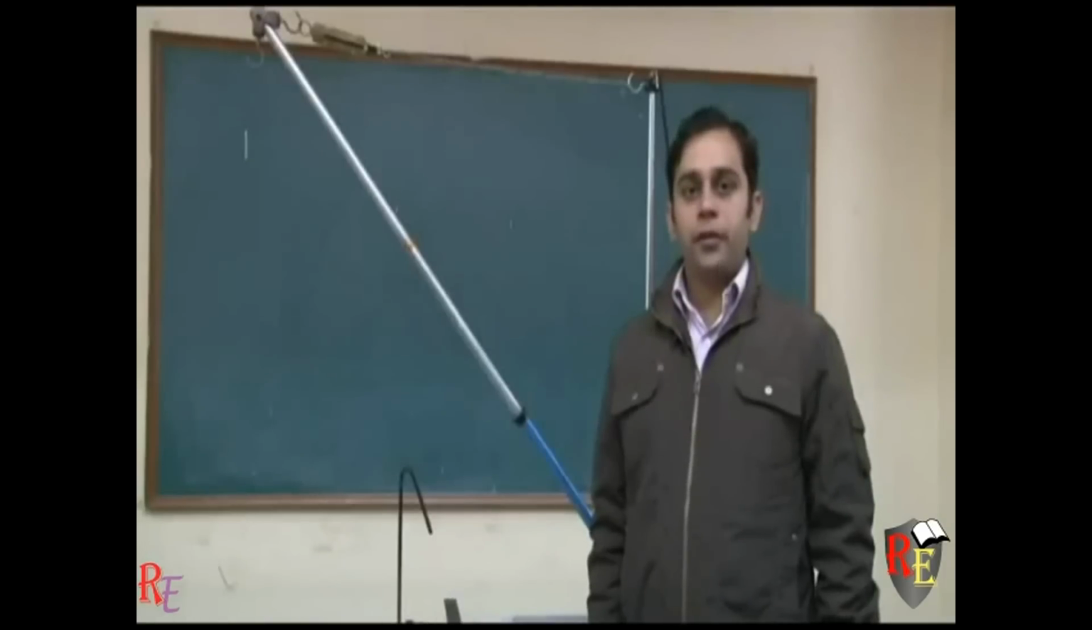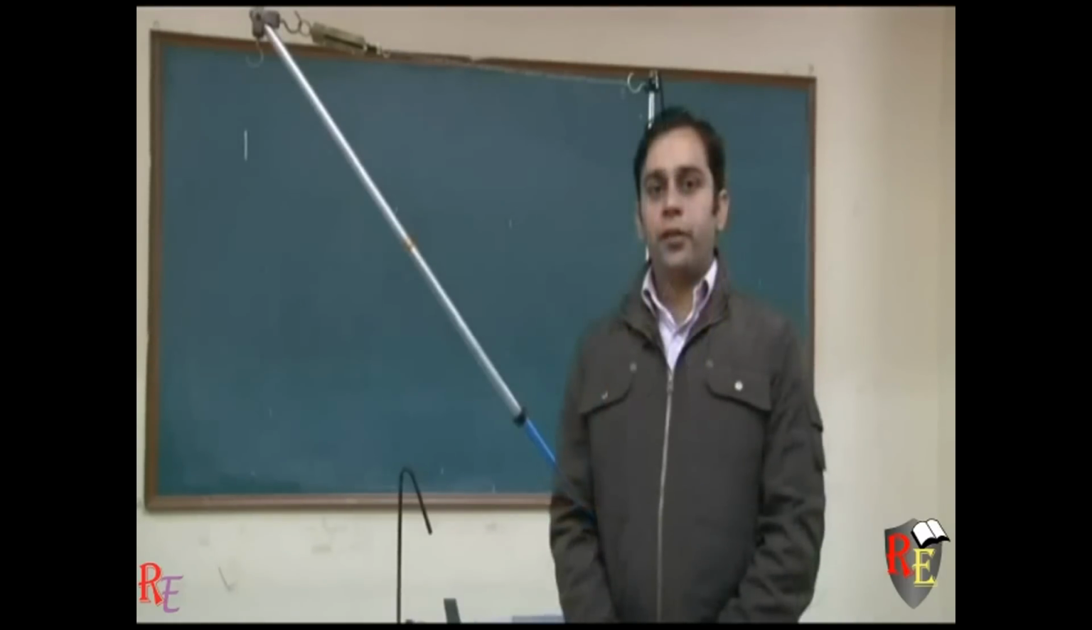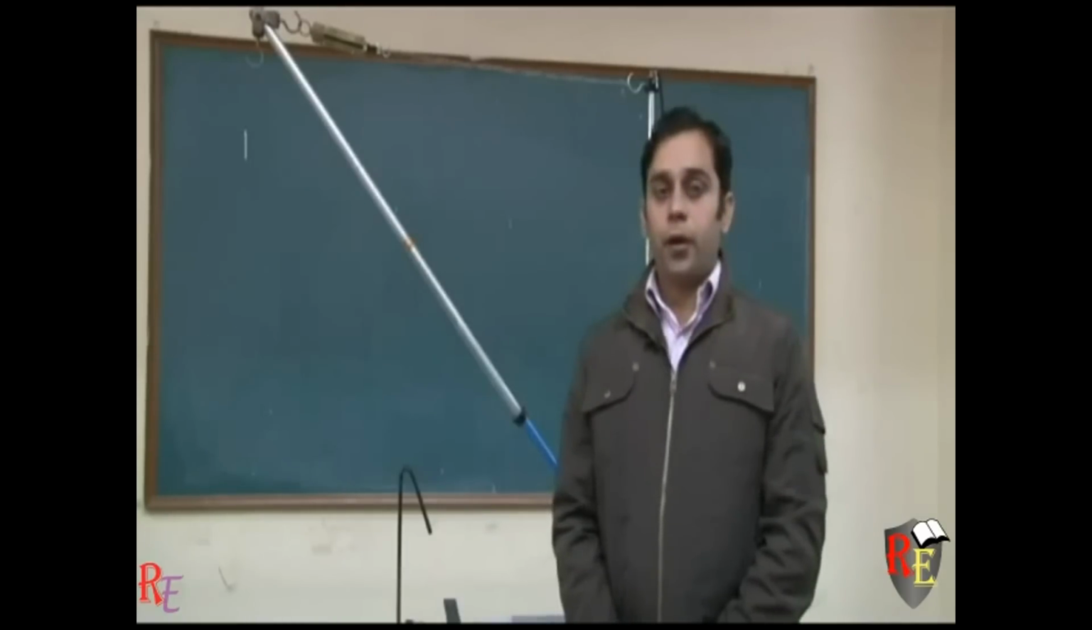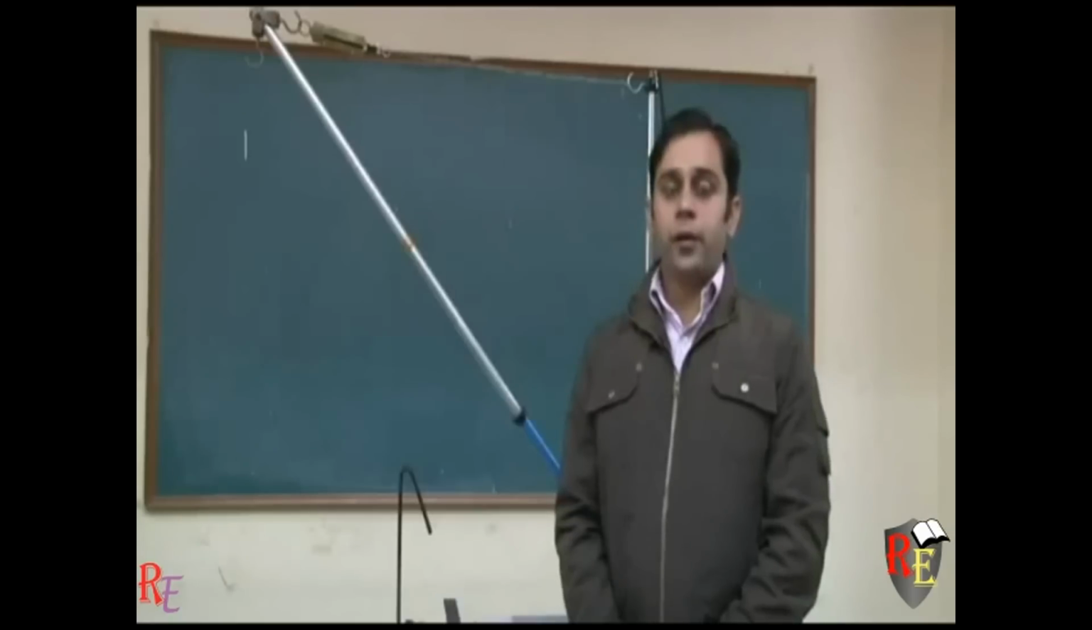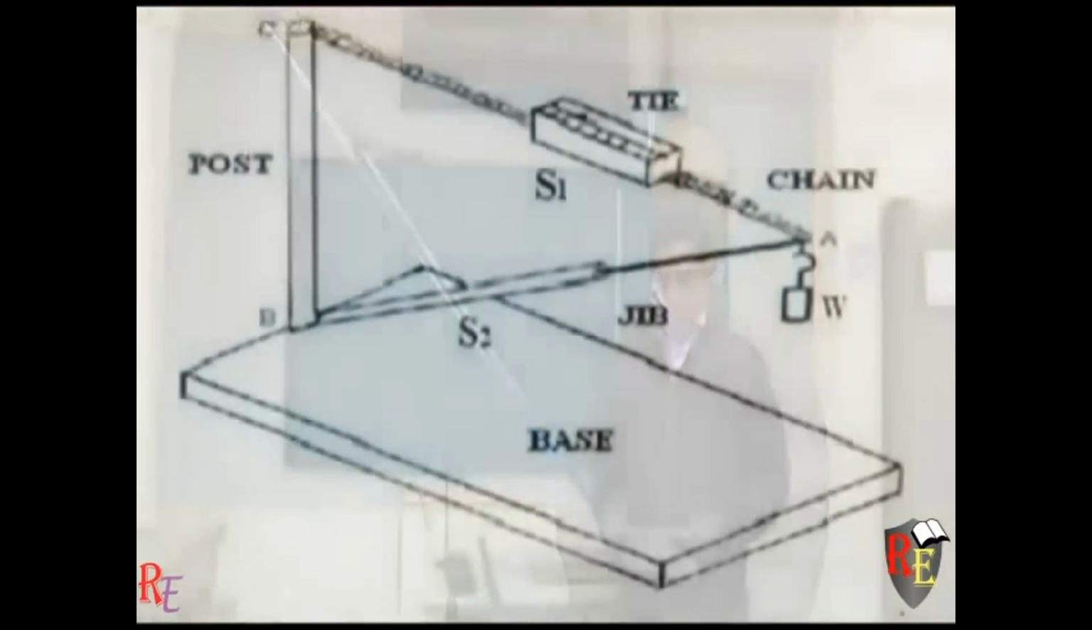The jib crane apparatus consists of 3 members: post, tie and jib. And the assumptions we make here are the post is vertical and all the contacts are frictionless. Now the question arises here, if the post is not vertical, then what happens? Now the simple answer is that there is an error in the magnitude of forces.